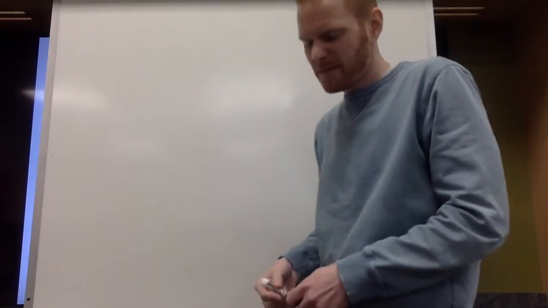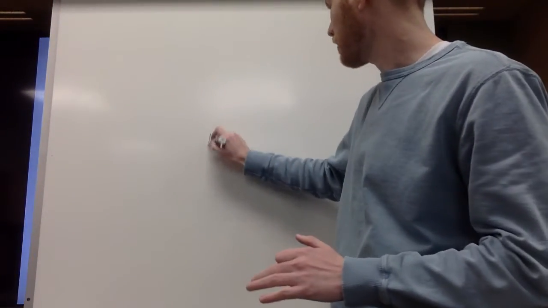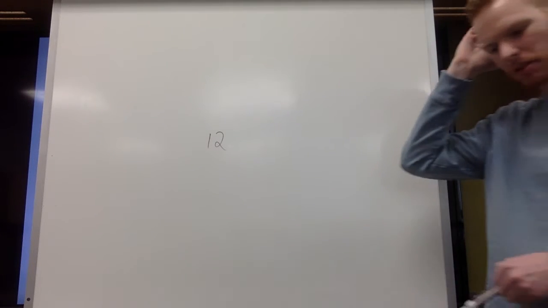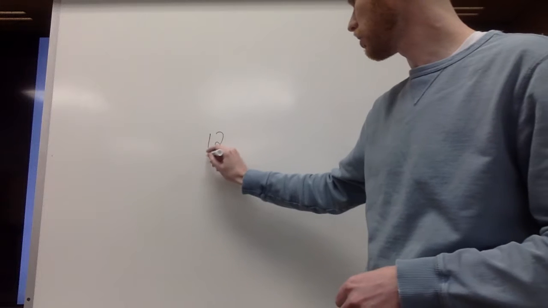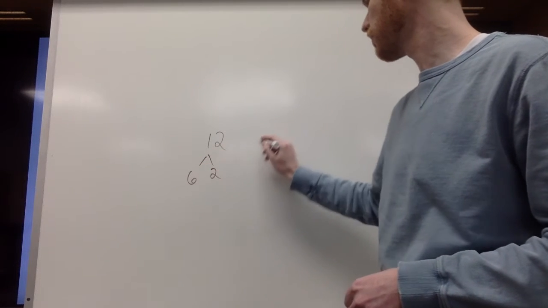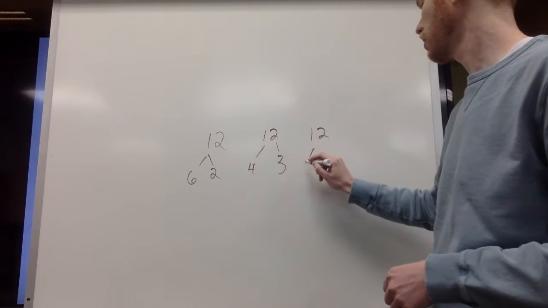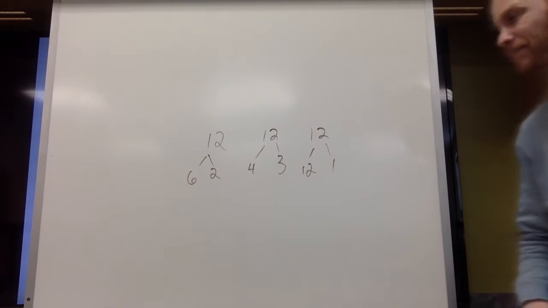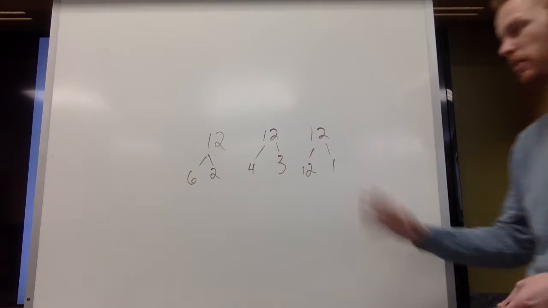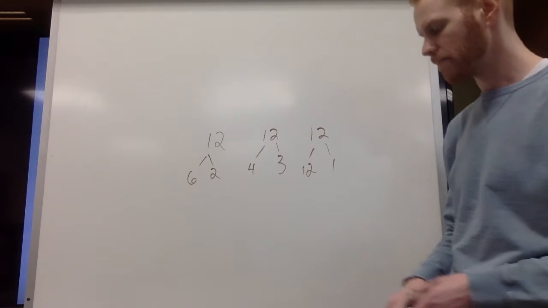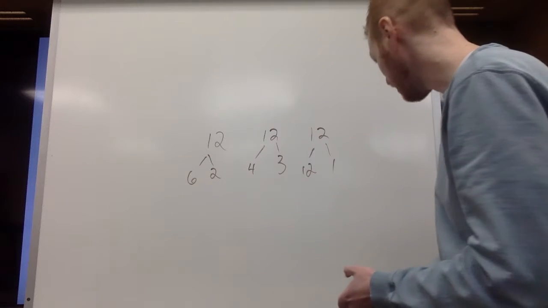Well, let's come up with a basic example. What about 12? What kind of factors make up 12? Well, we could do 6 and 2. We could do 4 and 3. We could do 12 and 1. And we can include negatives in here to get the same result. But these are factors. Okay, that's great.